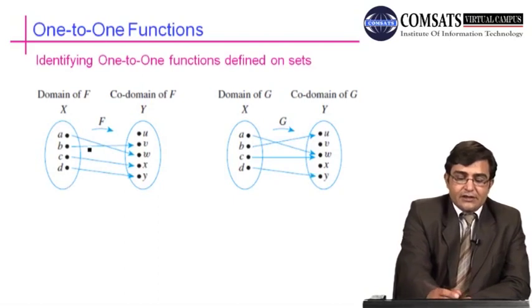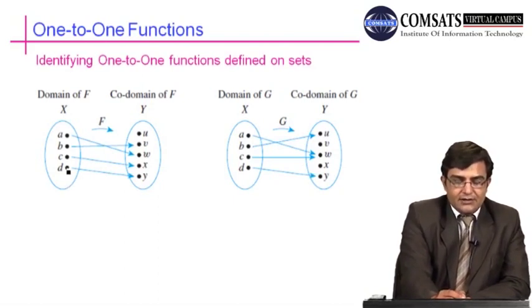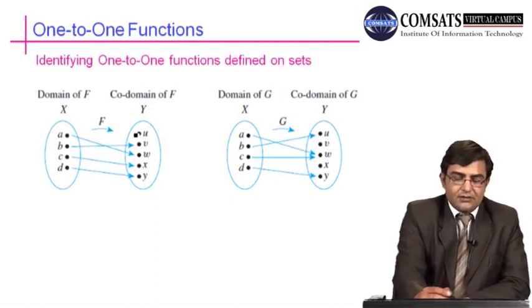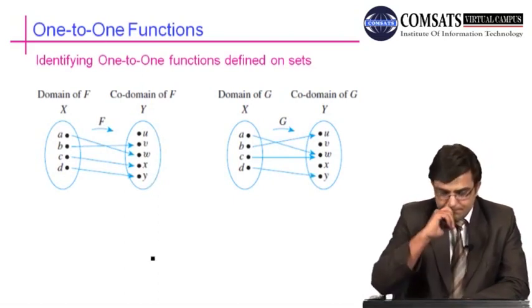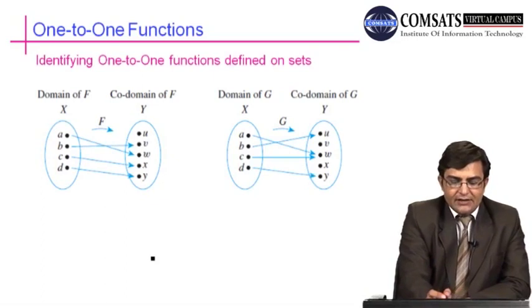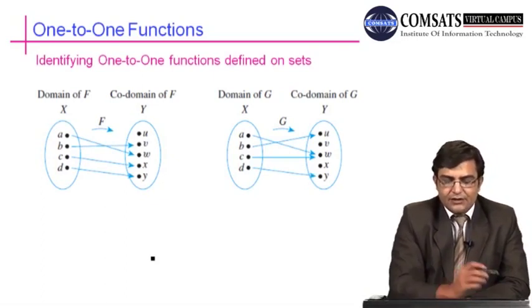For example, this is a function f with domain a, b, c, d, and the codomain is u, v, w, x, y. The image of a is w, the image of b is v, the image of c is x, and the image of d is y.